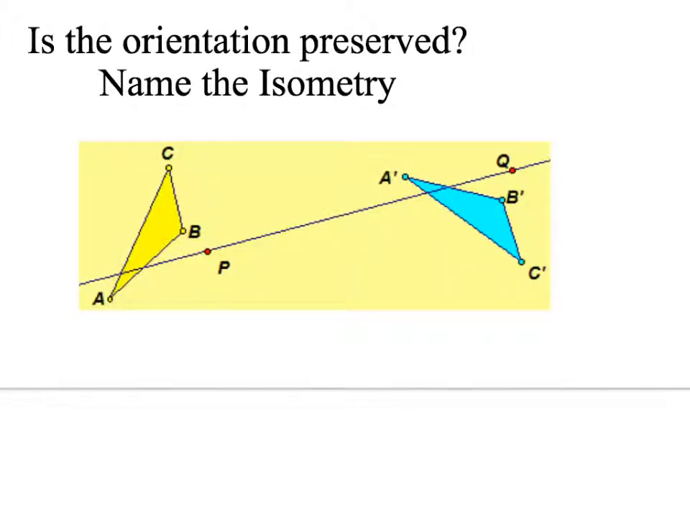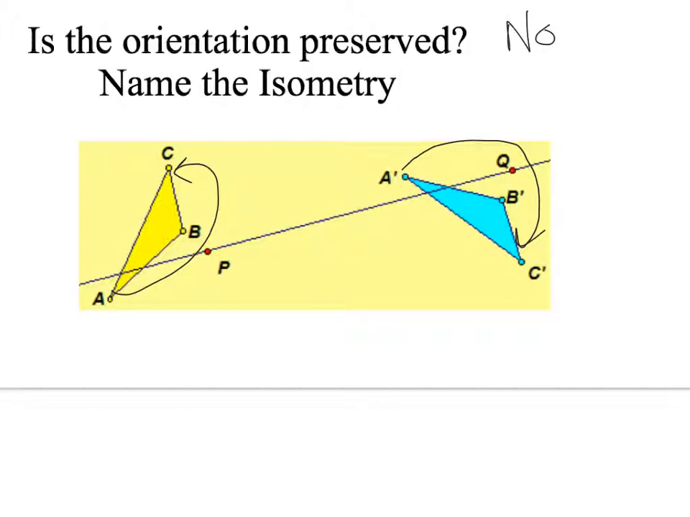Okay, is the orientation preserved on here? Let's look at these letters. The yellow figure, the pre-image, goes ABC. So ABC is counterclockwise, but over here A prime, B prime, C prime is clockwise. Because it went from counterclockwise to clockwise, the orientation is different. So no, it's not preserved.